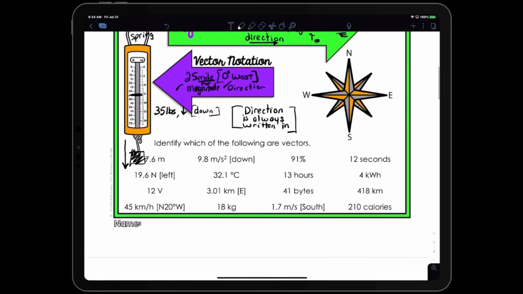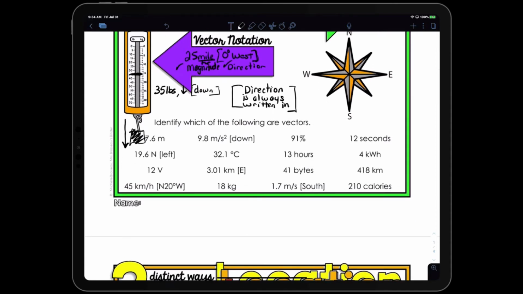So down below, we have: identify which of the following are vectors. All right, in our first example, I have 0.6 meters. There's no direction with it, so that's a scalar quantity. 9.8 meters per second squared, that's acceleration, and there is a direction, downwards. So yeah, that's a vector quantity. We have 91%, no direction, not a vector. 12 seconds, no direction, so that's a scalar. 4 kilowatt hours, that's going to be a scalar quantity. 13 hours, scalar quantity. 32.1 degrees Celsius, no direction, scalar quantity.